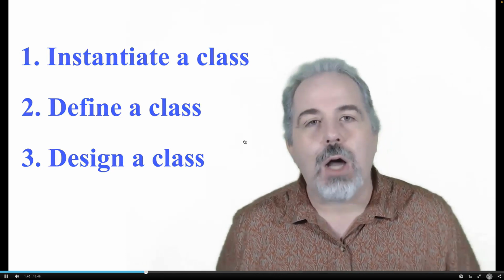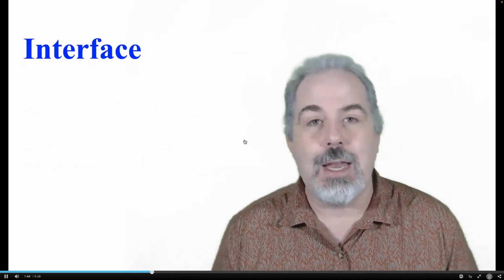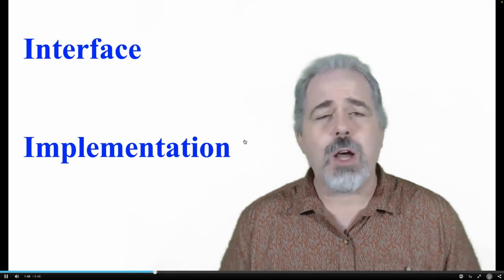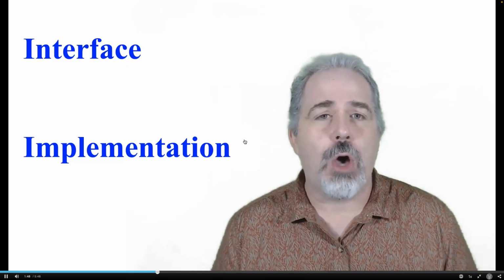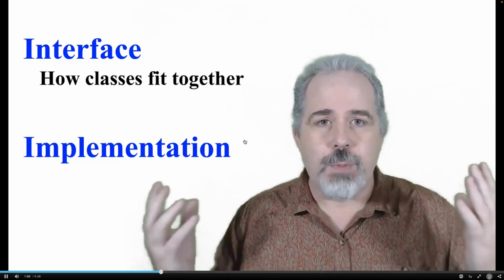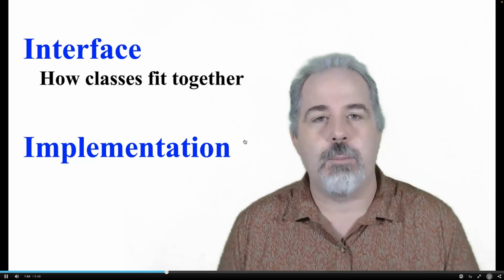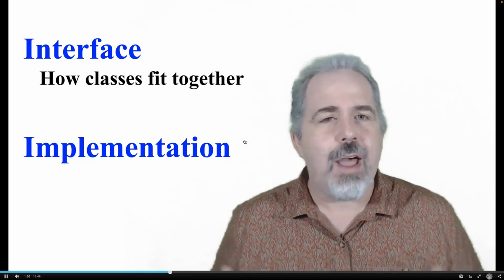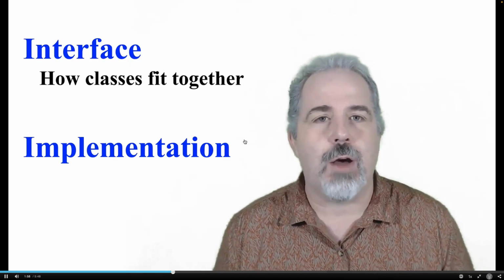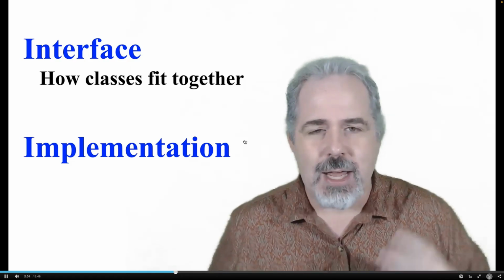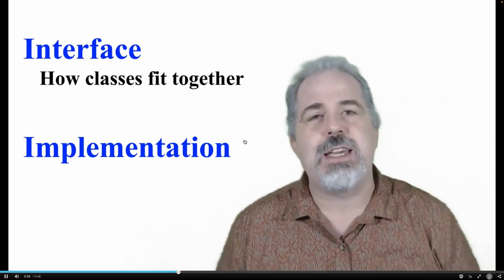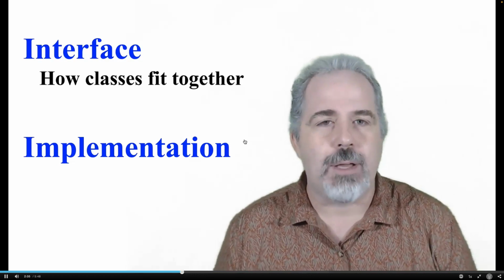Now, when we talk about object-oriented design, we often break it up into interface and implementation. When we talk about interface, we mean how the code fits together. So if I have multiple programmers working on a class, how their code fits together so they can both work on the class together. Or if I have an application, applications are often made up of multiple classes, how do those classes fit together in order to make the application?